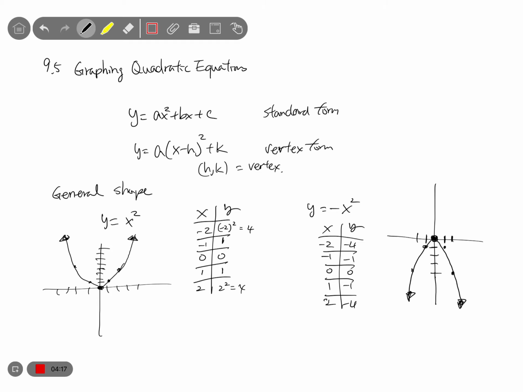Okay, so essentially, if you think about it, if you make the x squared turn negative, your graph is going to open down. When the number in front of x squared is positive, you're going to open up. Okay, so that's what the general shape of a parabola looks like. It's going to look like either opening up or opening down. Okay.